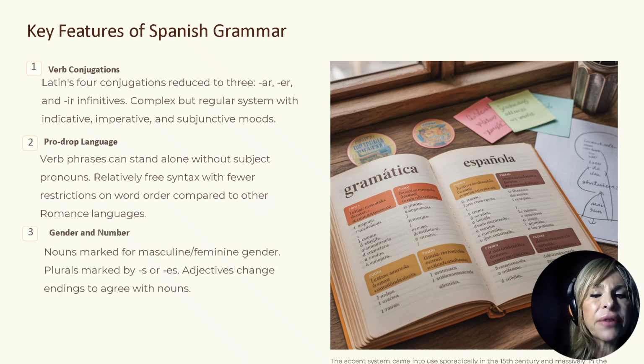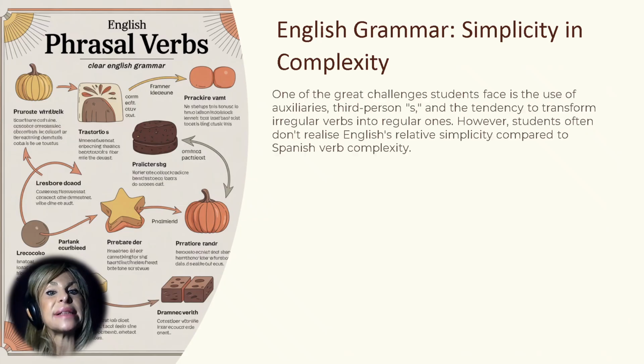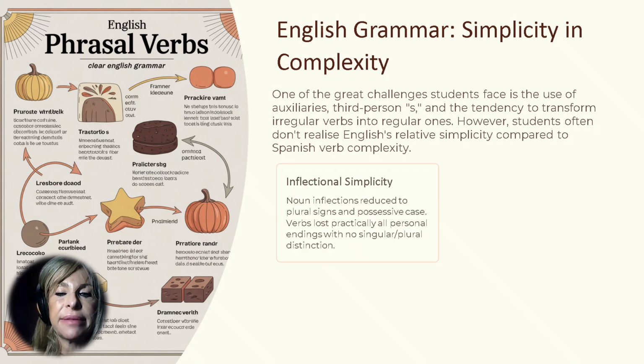Nouns are marked for masculine and feminine gender, plurals marked by -s or -es, and adjectives change endings to agree with nouns. In the grammar, simplicity in complexity. One of the great challenges students face is the use of auxiliaries, third person, and the tendency to transform irregular verbs into regular ones. However, students often don't realize English's relative simplicity compared to Spanish verb complexity.